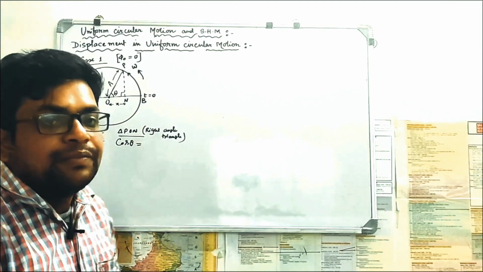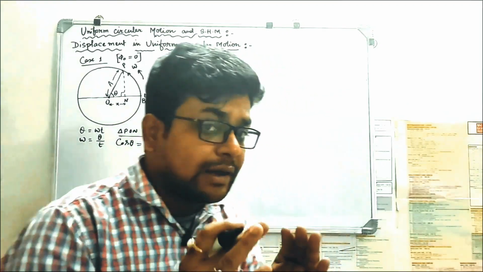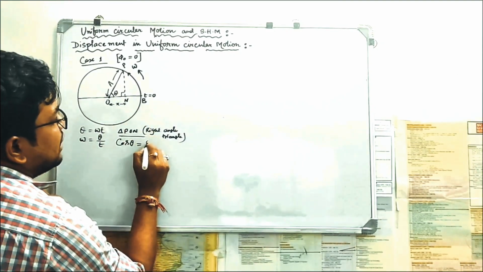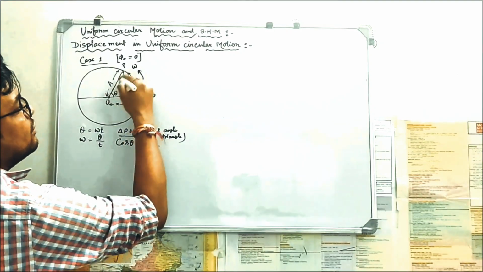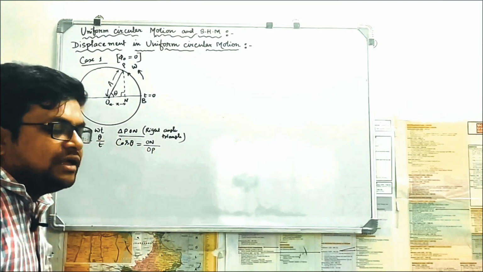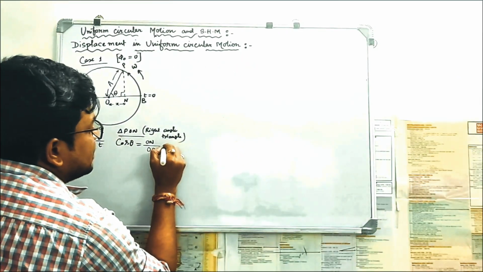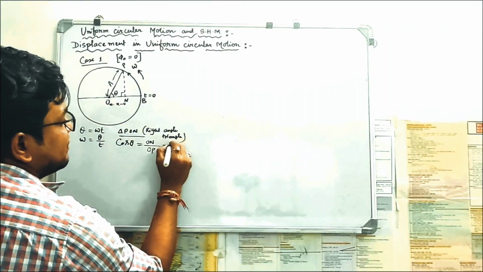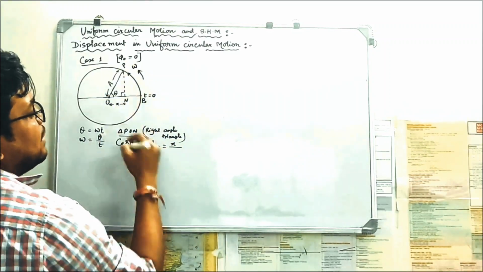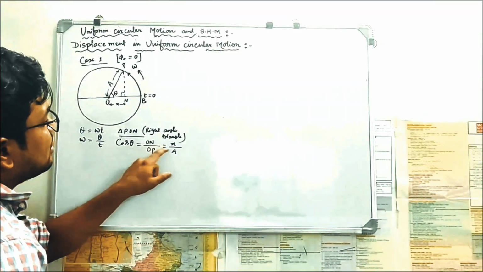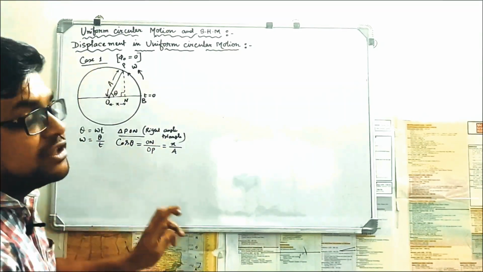Cos theta means base upon hypotenuse. If it is theta, then ON is the base and hypotenuse is OP. So ON by OP is cos theta, right? Now ON is the displacement x, and OP is the maximum displacement, which is also called amplitude. So cos theta equals x by A, I am getting from this figure.